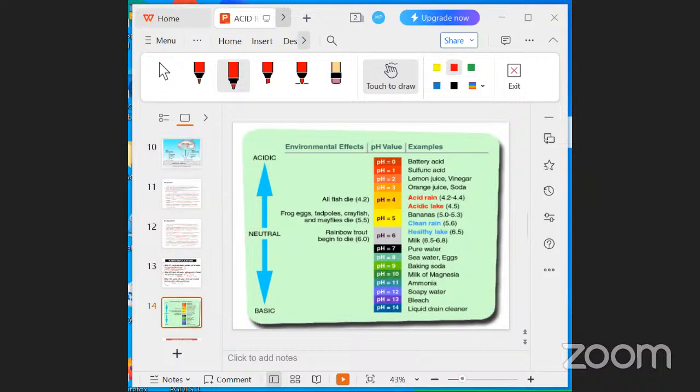You see, this is the pH values figure. In this pH scale, the pH scale measures how acidic an object is. The objects that are not very acidic are called basic. So we have acidic, neutral and basic.